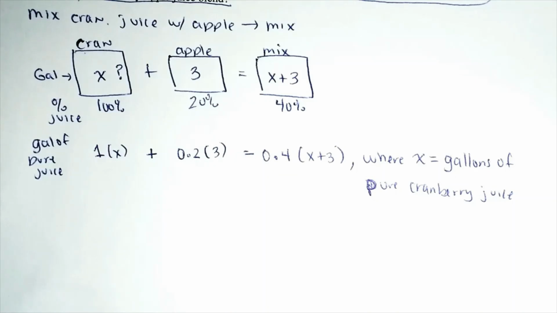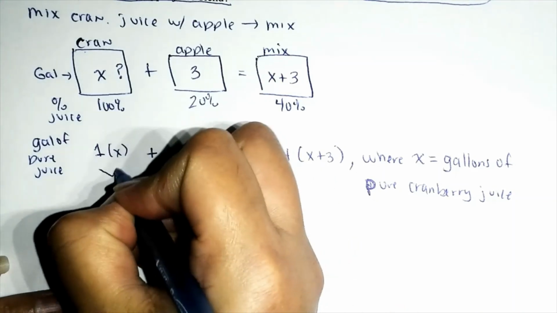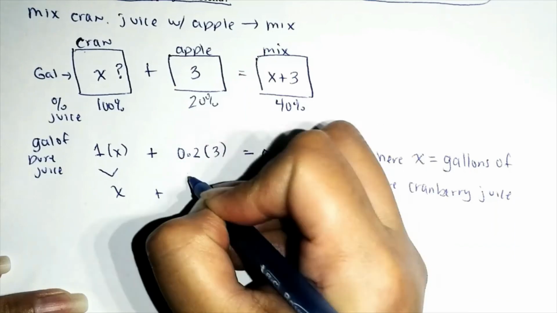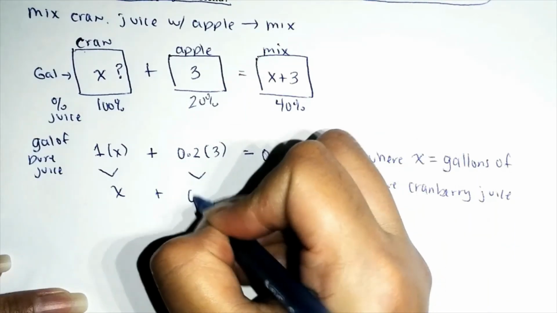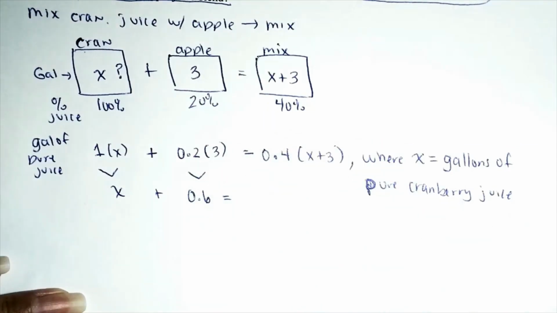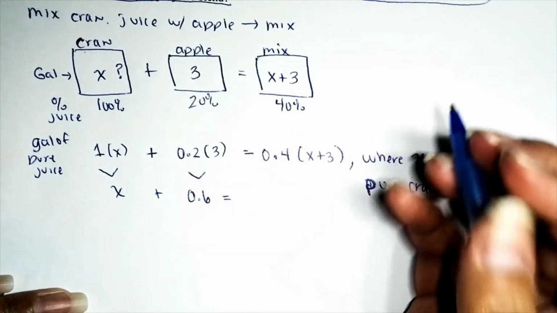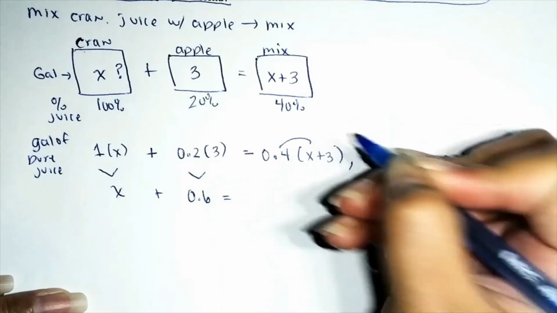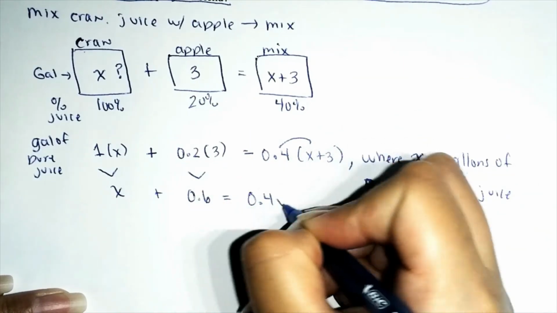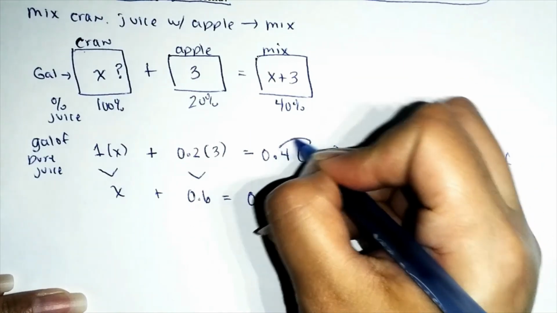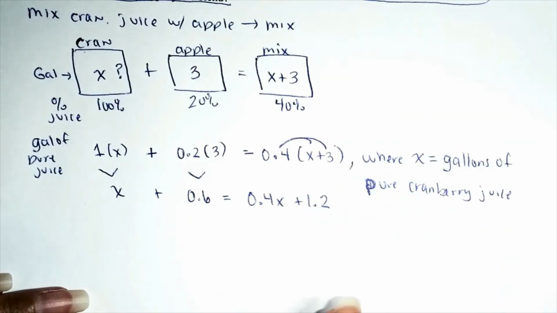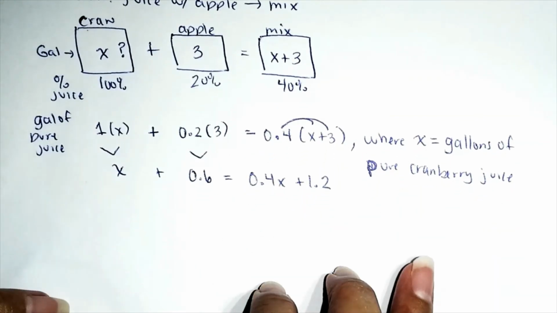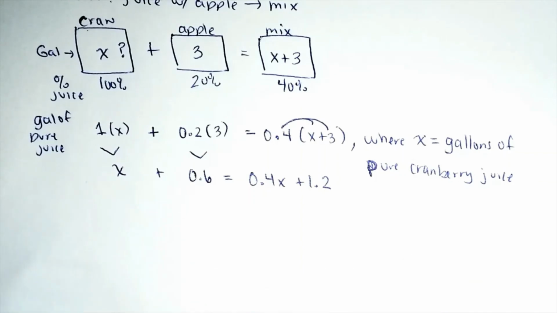Let's go ahead and solve it. So product of 1 and x is x. Product of 0.2 and 3 is 0.6. Equals, let's go ahead and distribute the 0.4. So that will give us product of 0.4 and x is 0.4x. Product of 0.4 and 3 is 1.2. Sorry, that's just how I do my math. Okay, so we have simplified each side.